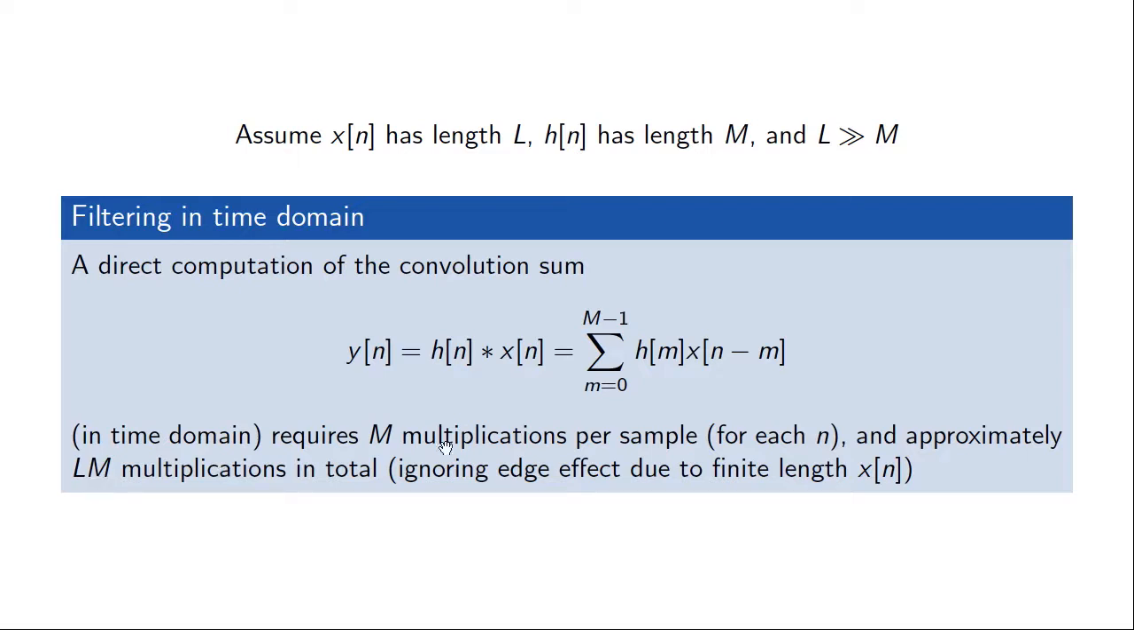And the reason for the approximation and this not being an exact value is, of course, that x of n will have some zero values where we don't necessarily need to perform the multiplications. But those cases will be quite small if we assume that L is much larger than M.